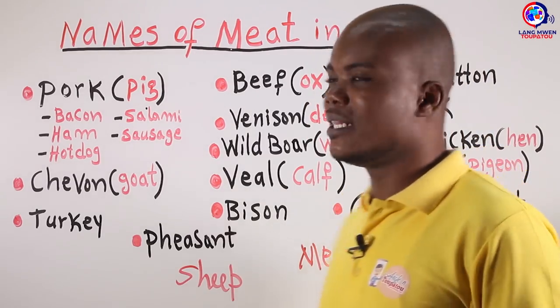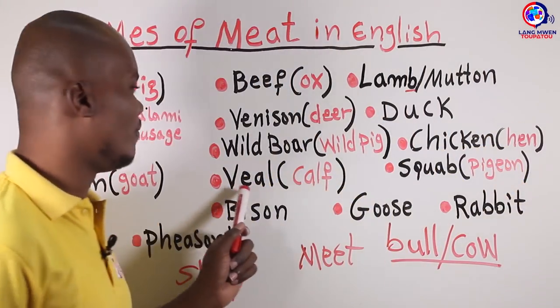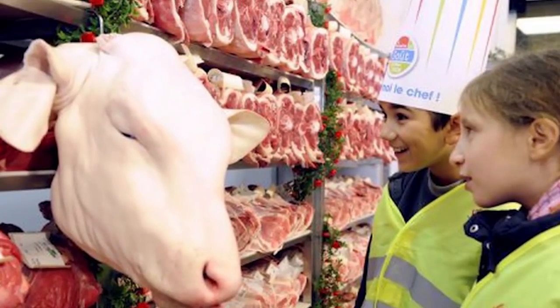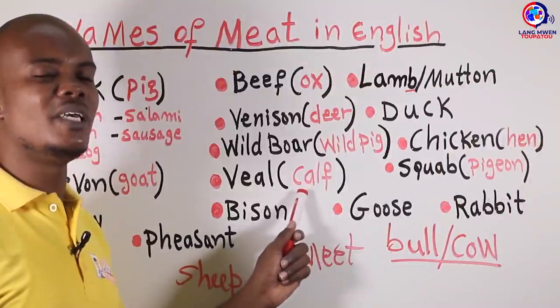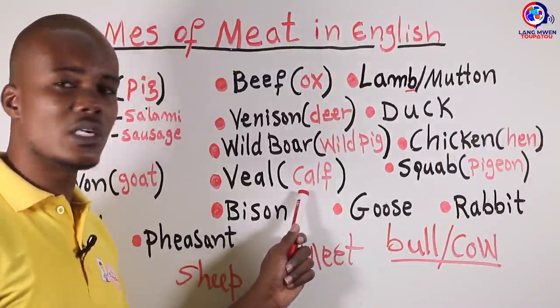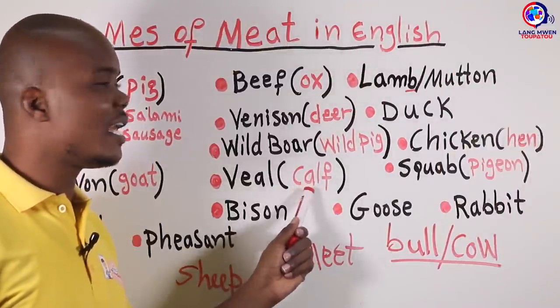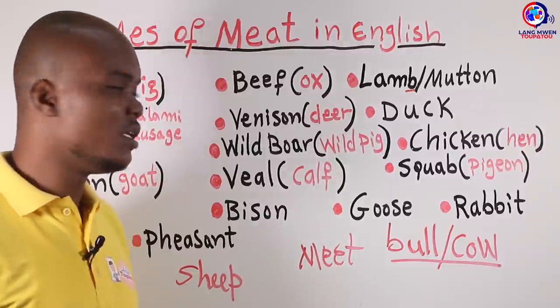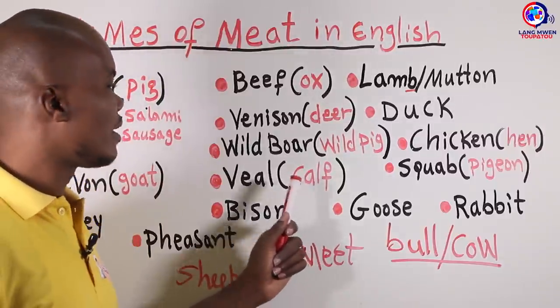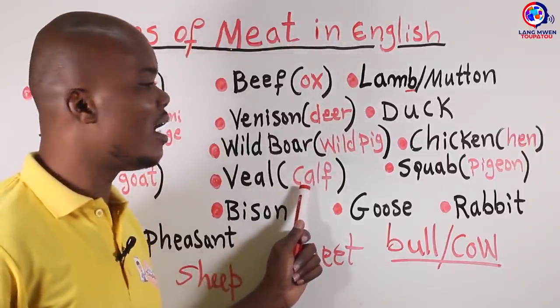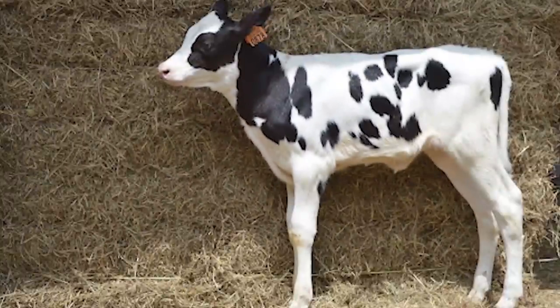And next vocabulary is, this is veal. Veal is the meat of calf. Calf. What is calf? Qui sa calf like? The calf is a mammal. Calf son mammifère. Calf is the baby of a cow. C'est bébé yon femelle bœuf.